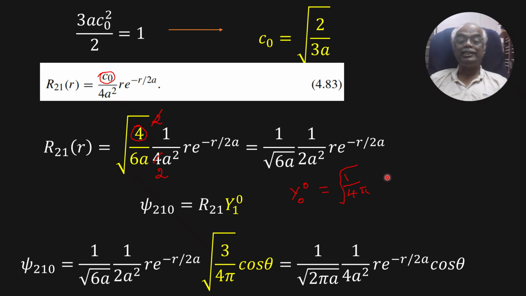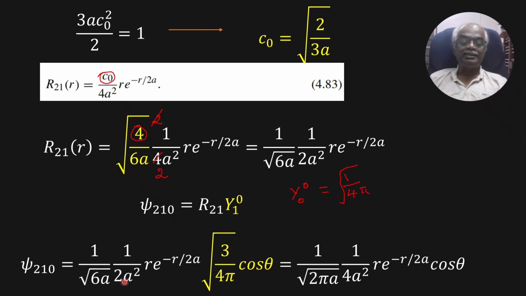So there is no theta dependence here because L is 0. L depends upon theta and M depends on phi. So there is no dependence, it's simply a multiplicative factor 1 over 4 pi. Now in this case you can see it's square root of 3 over 4 pi cos theta. There is a theta dependence. And remember that in this case there is no phi dependence because phi depends on the m value.